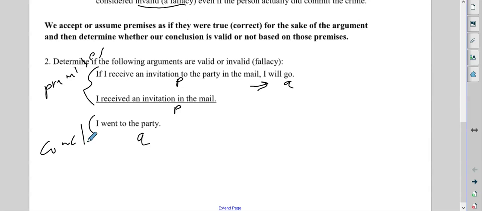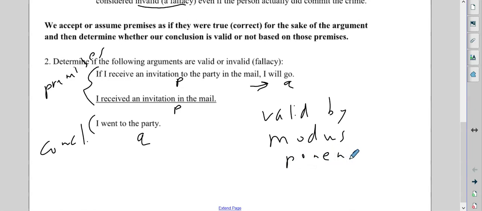So if I receive an invitation, I'm going to go. I got an invitation, I went. Okay? This is a valid argument. And it's by something called modus ponens. It's a weird word. It's Latin. We'll get into what it means in a second.